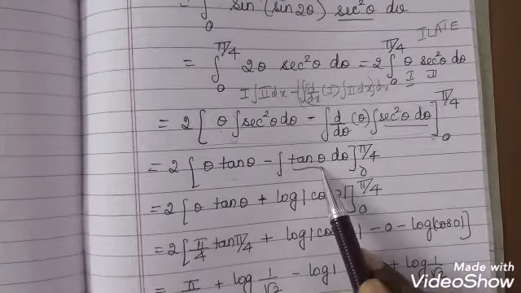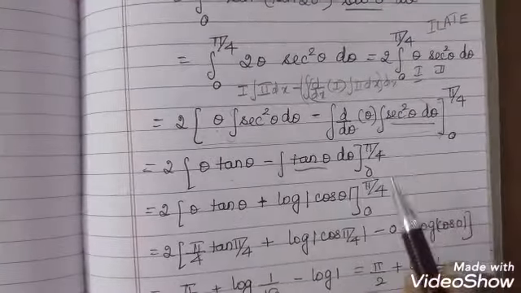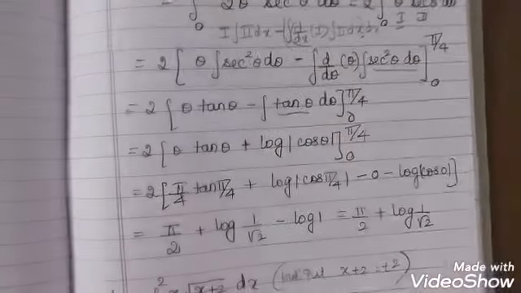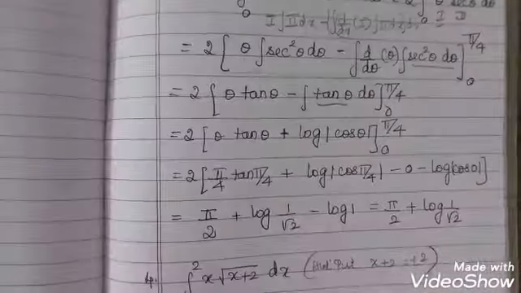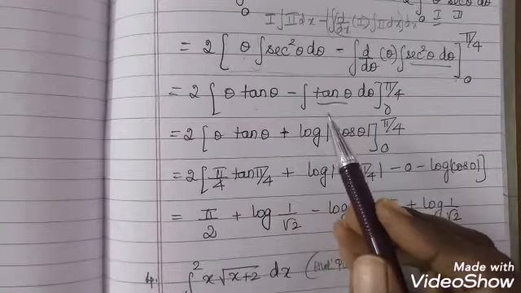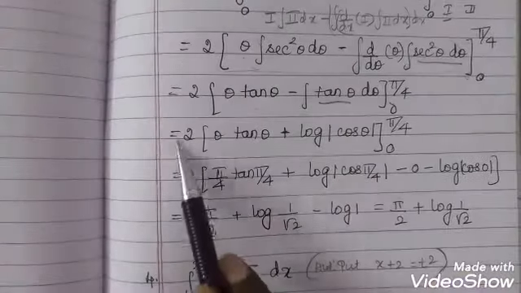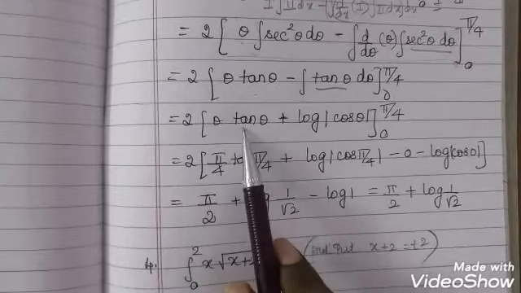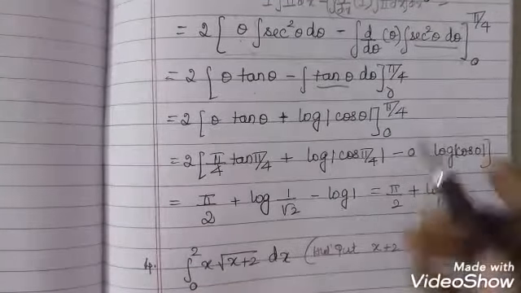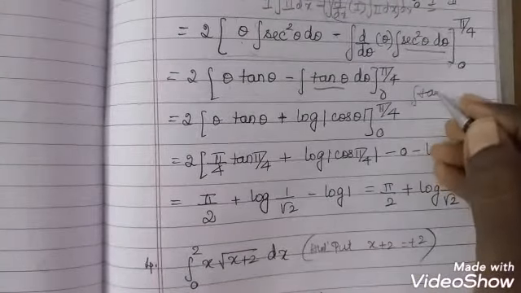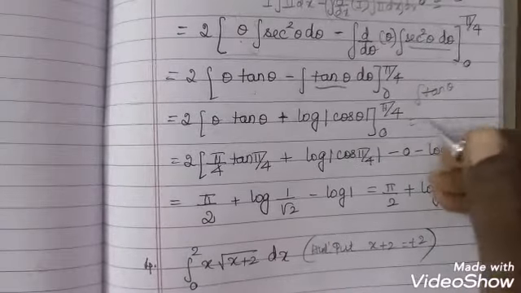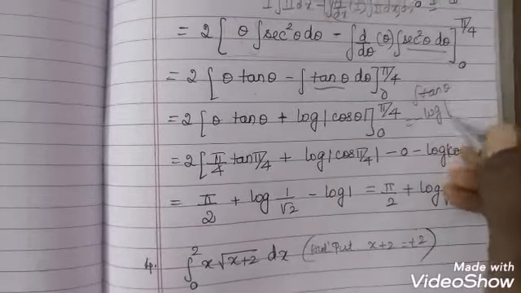What is that? It's nothing but tan theta d theta you get here, over the limit 0 to pi by 4. I cannot substitute the limit yet, because here it's left without integration again. So it's 2 into theta tan theta plus, what will I get? What is the integral of tan theta? Again you'll have to remind yourself of this, because I have not given this formula anywhere specifically.